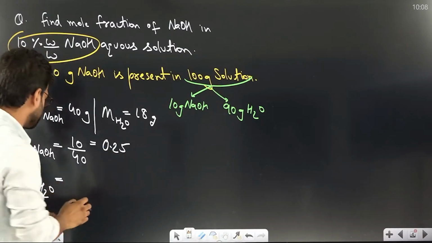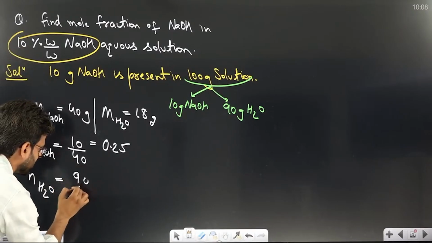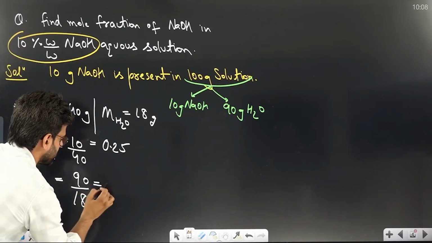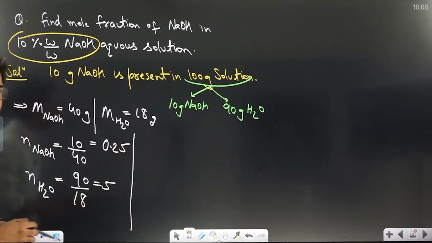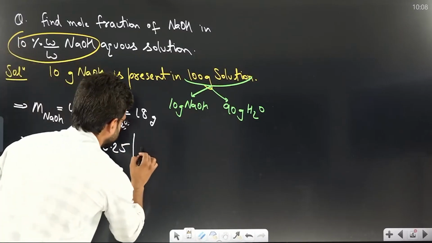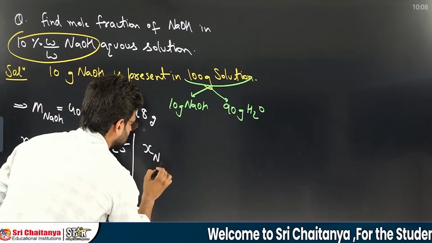And now we have the moles of water. How many moles of water? 90 gram divided by 18. How much is coming? 5. Right? So from here, what is the mole fraction of NaOH?